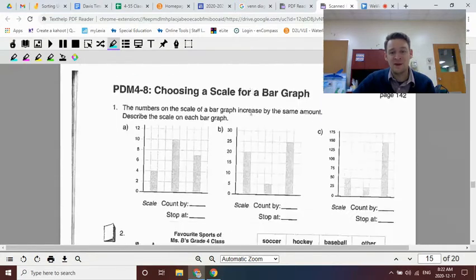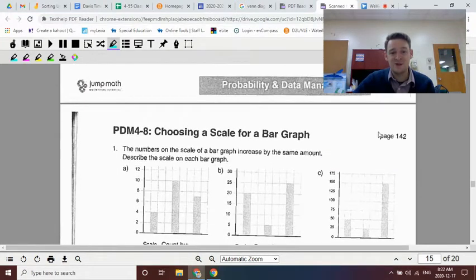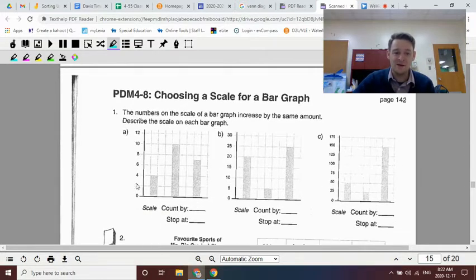Okay, moving on to the next page, 142. This is all about choosing a scale for a bar graph, and this is where things can get tricky. So in these first couple questions, we're looking at the scales in the bar graphs, and we're just answering these questions. So what are we counting by? Well, in the first one, we're going up by 2, 4, 6, 8, 10, 12. We're going up by 2. Count by 2. That's my messy 2. And stop at 12. So that's all I want you to do for those first questions.